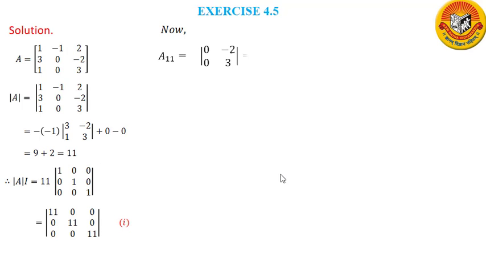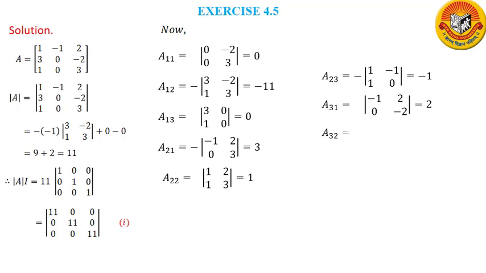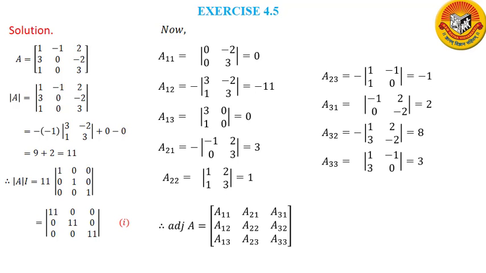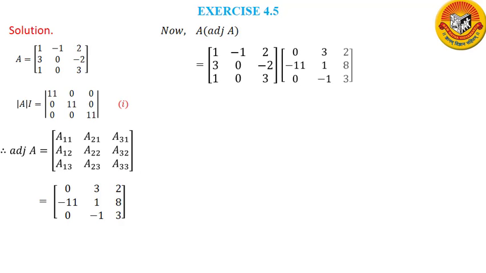Now I will find A11, that is cofactors. So let us find all the cofactors A11, A12, A13, A21, A22, A23, A31, A32 and A33, and hence find adjoint A. So adjoint A I am getting as 0, 3, 2, minus 11, 1, 8 and 0, minus 1, 3. Okay, so we have found out adjoint of A. Now A into adjoint of A, let us multiply.